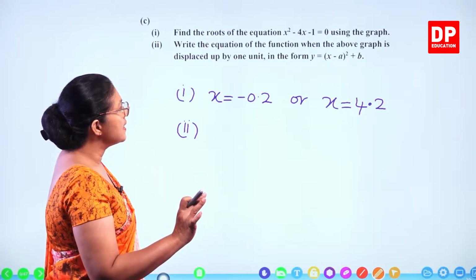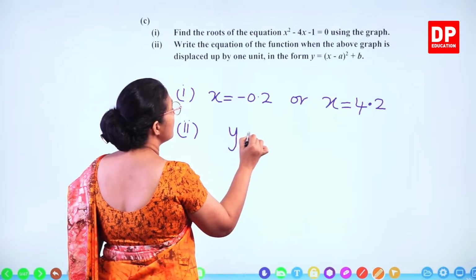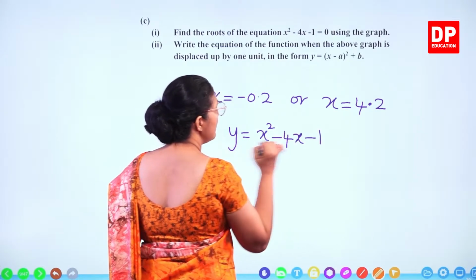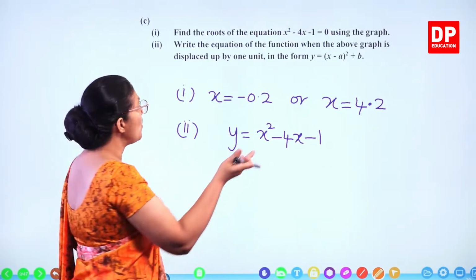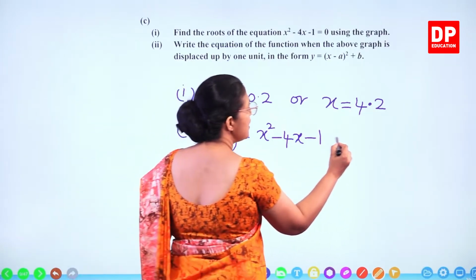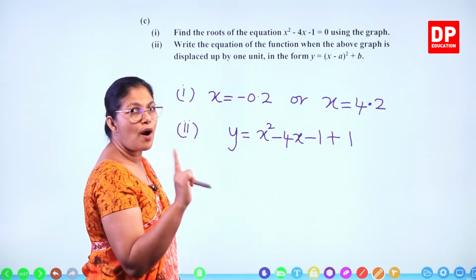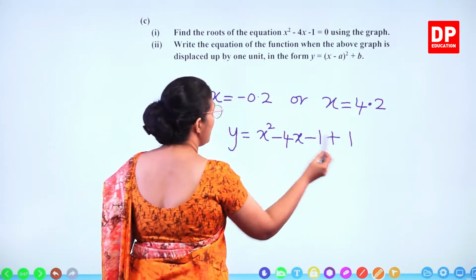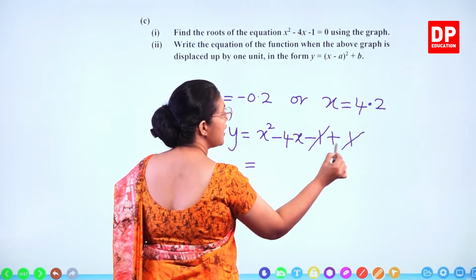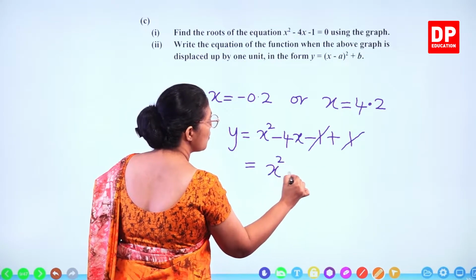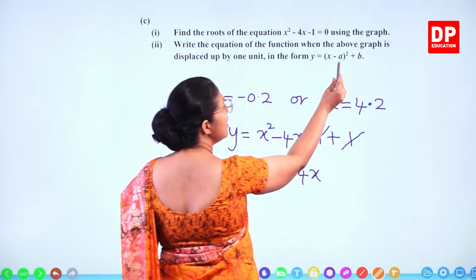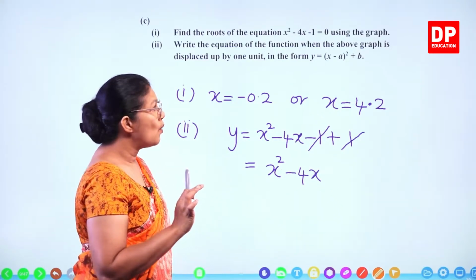Now what happens if the original graph is x squared minus 4x minus 1? What happens when it moves up by 1 unit? The y values increase by 1. So you have to add 1. Then when you do that, the new equation becomes, minus 1 and 1 get cancelled out and you get x squared minus 4x. But you have to write this in the form of x minus a whole thing squared.